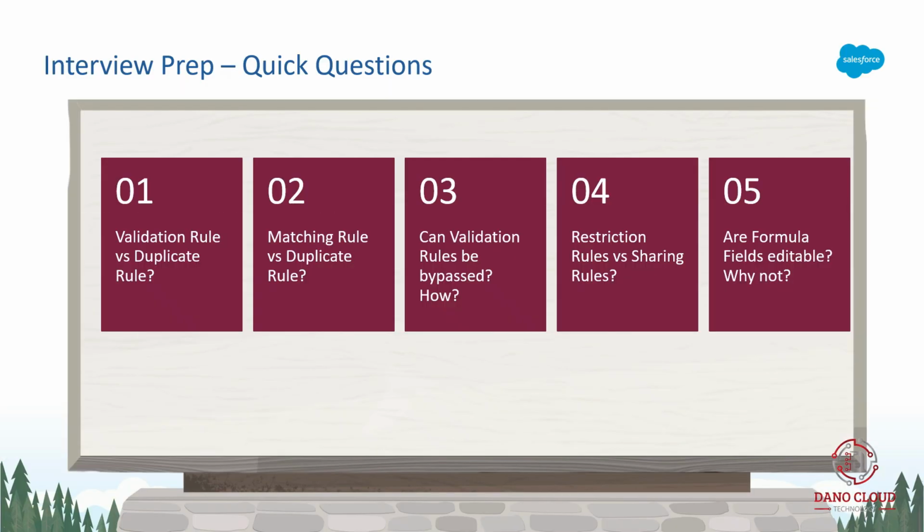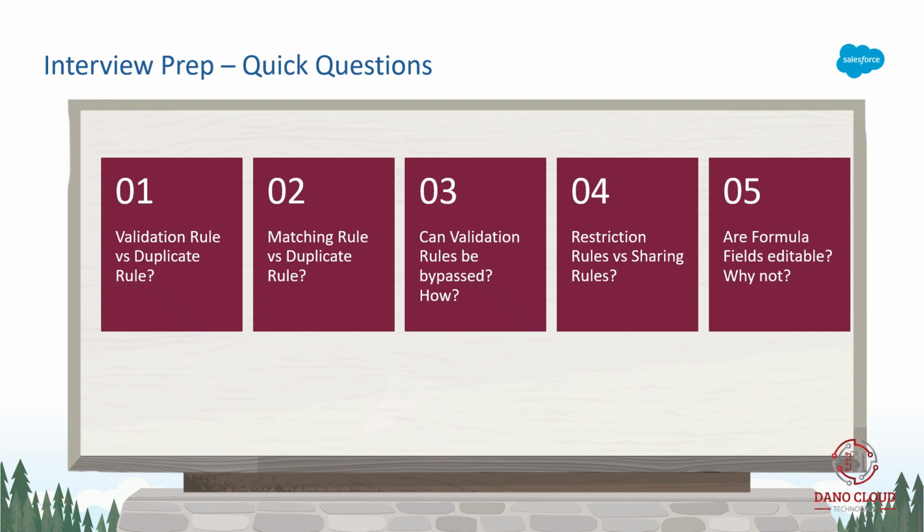First one, what is the difference between validation rules and duplicate rules? Validation rules check the correctness of data, for example Aadhar format, and duplicate rules check if the records already exist. Second one, can validation rules be bypassed? Yes, through API imports, if the rule is inactive, through automation, or using system mode.